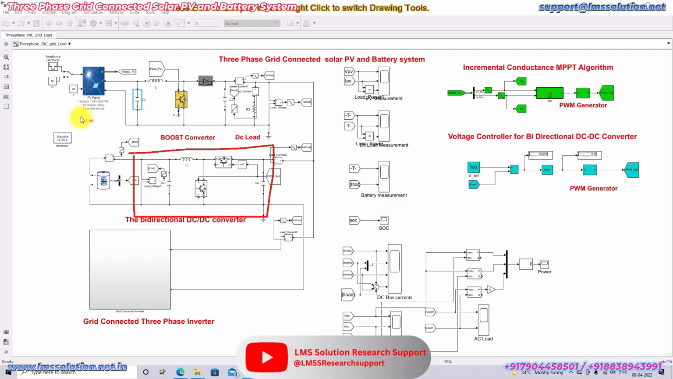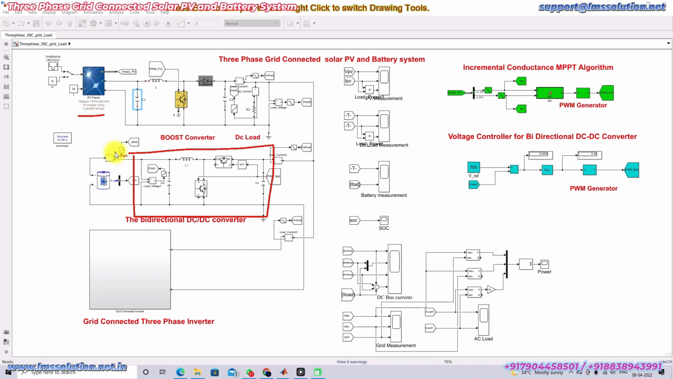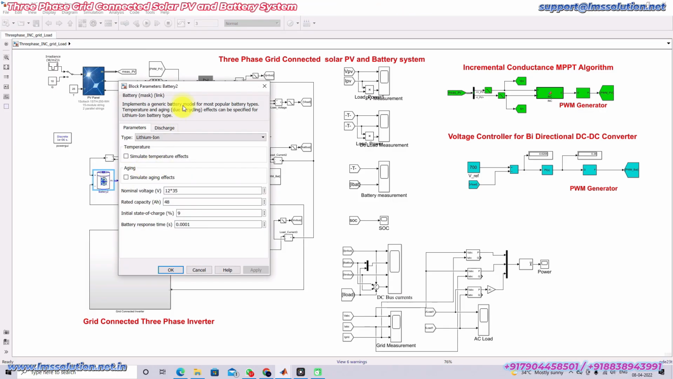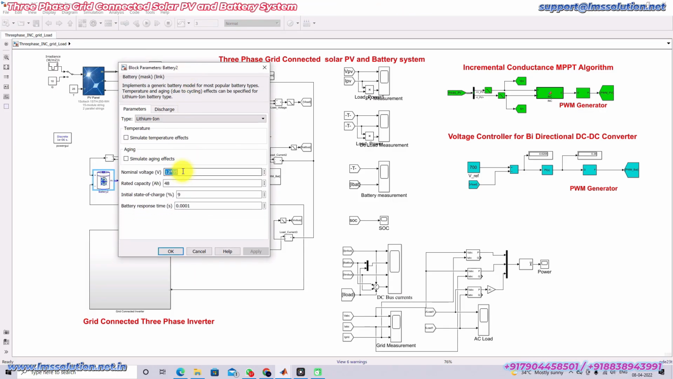So based upon power availability at the PV and sharing of power from the grid, the battery can act as a source or a load. So we have to design this bidirectional converter also. Here we are using a battery rating of 12 to 35.